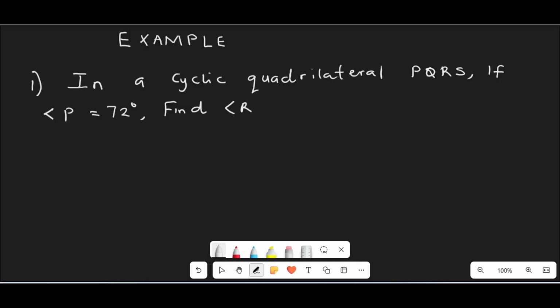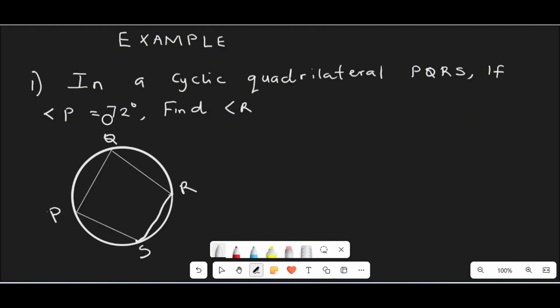Let us consider this example. First, let us represent it diagrammatically. Our angle P is 72 degrees. Let us put 72 degrees here. And the question says we should find angle R. By the cyclic quadrilateral theorem, we know that angle P plus angle R equals 180 degrees.